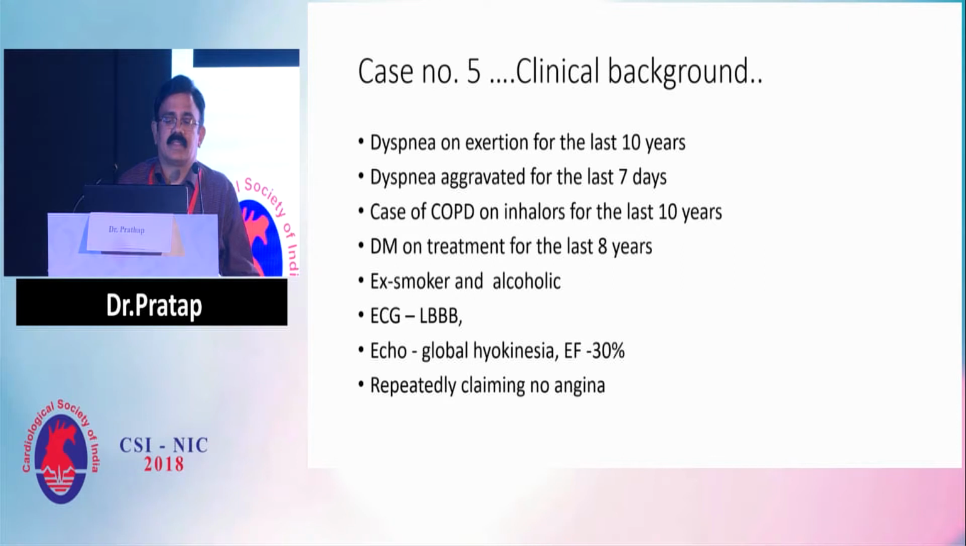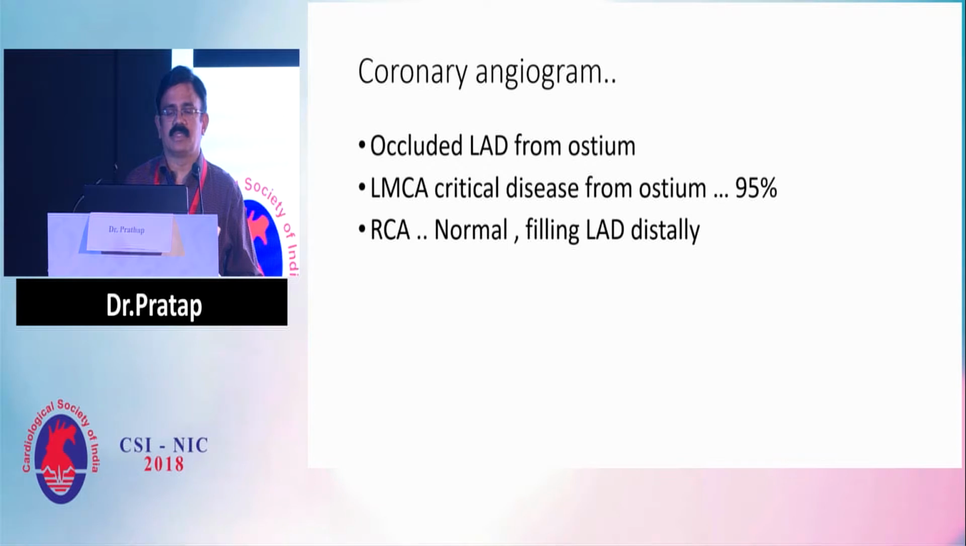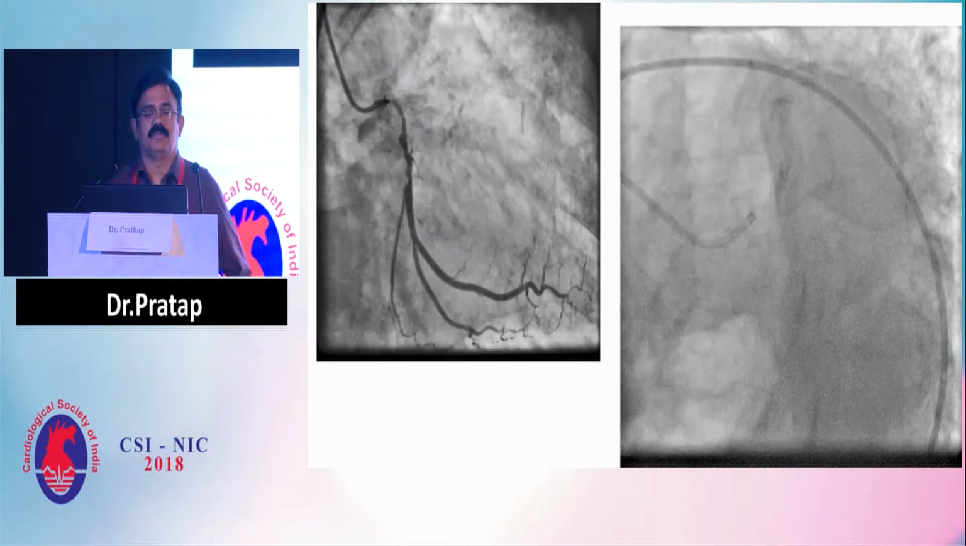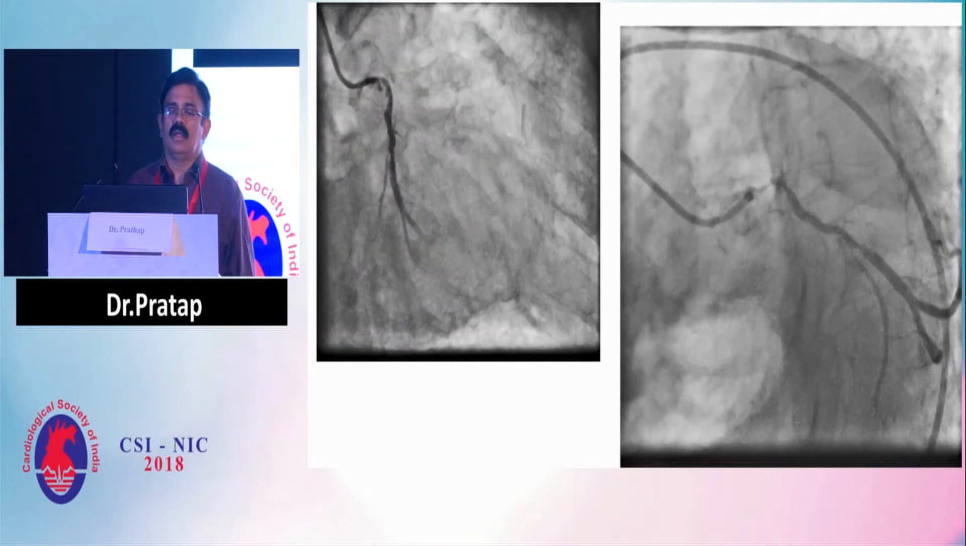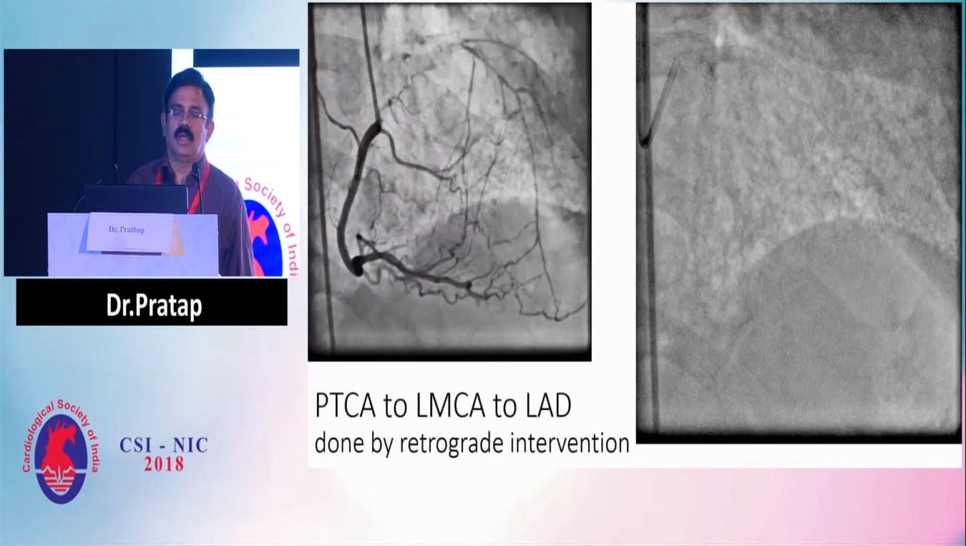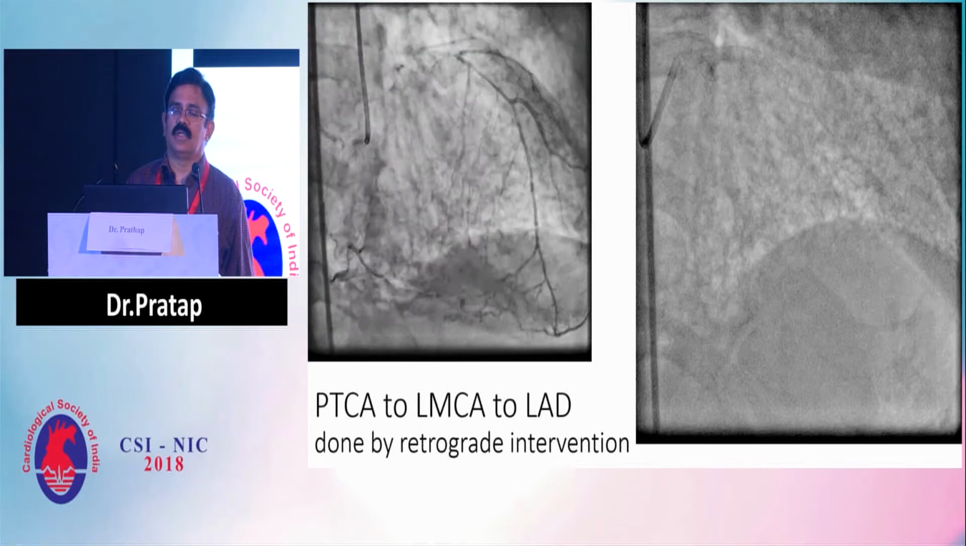The patient had a clinical examination of this, actually case 5, with dyspnea on exertion, COPD on inhalers for the last 10 years. And patient has a global LV dysfunction and 30% EF, occluded LAD from ostium and LMCA critical disease from ostium and RCA normally filling. But the SpO2 is actually 80% on room air, and postoperative recovery will be very difficult and distal vessels are non-graftable. This is a patient, totally occluded, and we did a retrograde CTO intervention and finished the procedure.